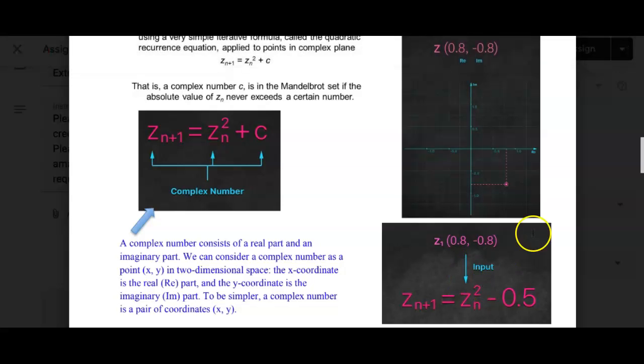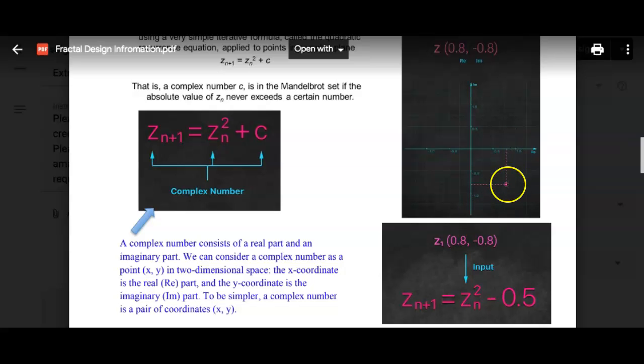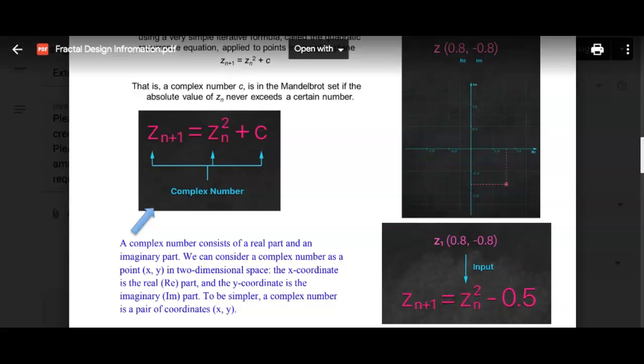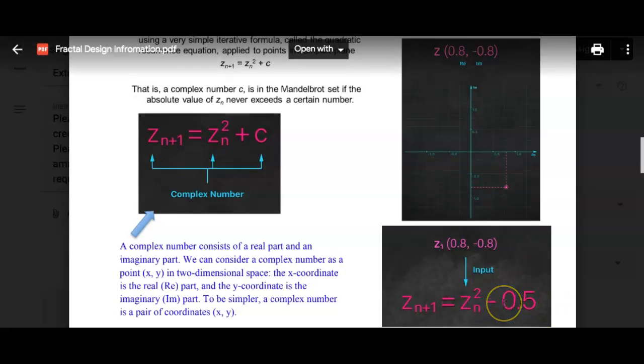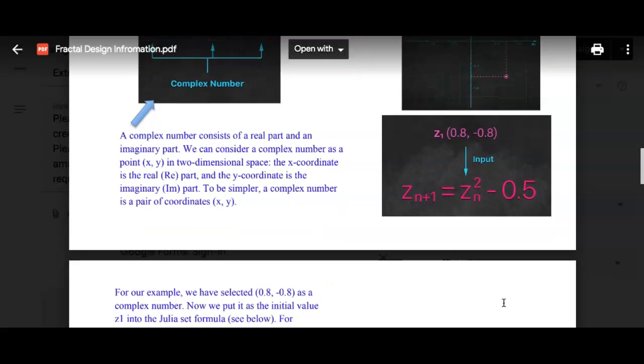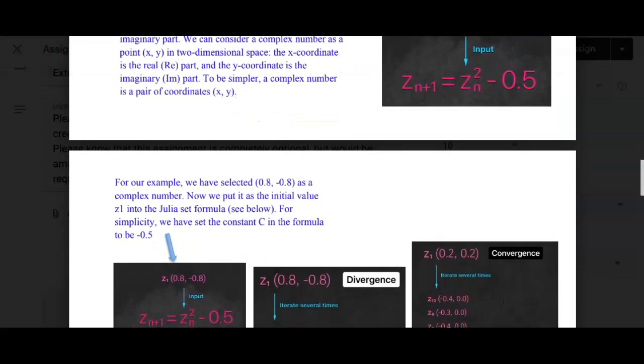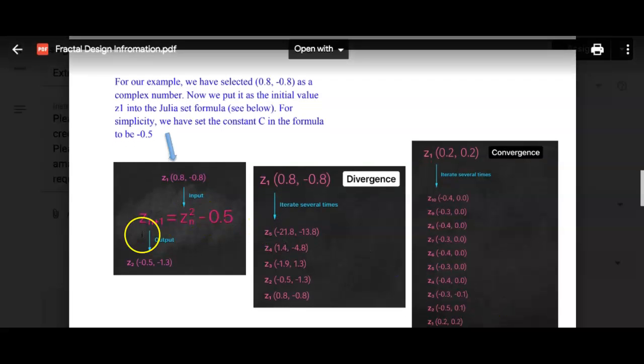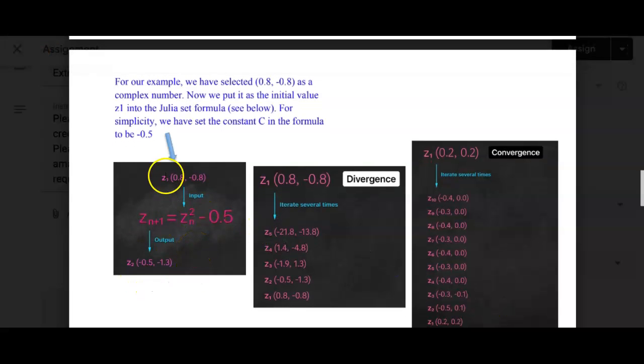Okay, so if we take this coordinate that we've randomly chosen, which is 0.8 and negative 0.8, and we plug it in here, we make this z, and we choose a random constant. We're going to choose negative 0.5 as our random constant. Then we can create iterations. And what that means is that we have to compute this many times in order to create the fractal.